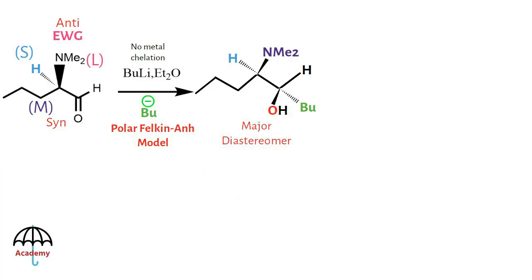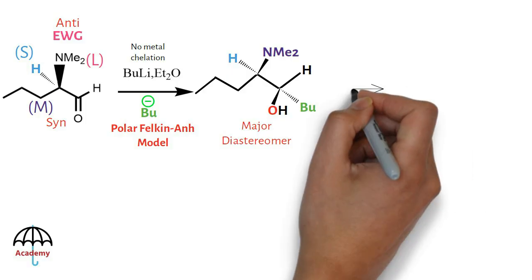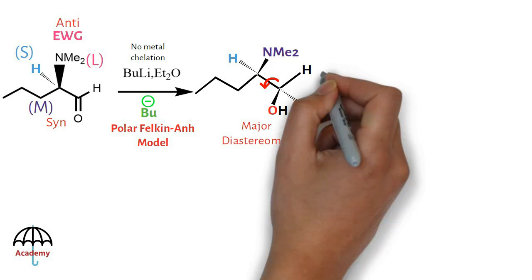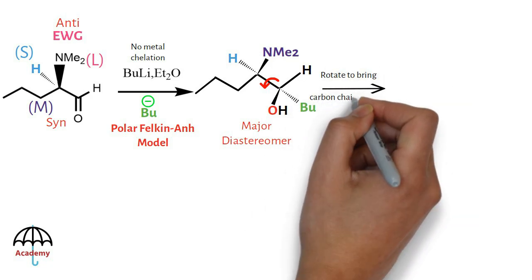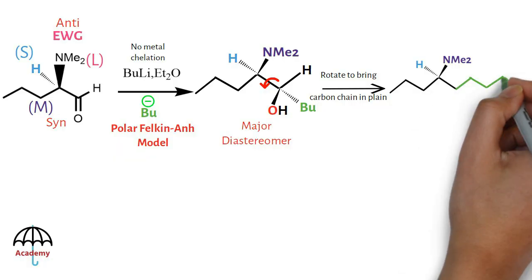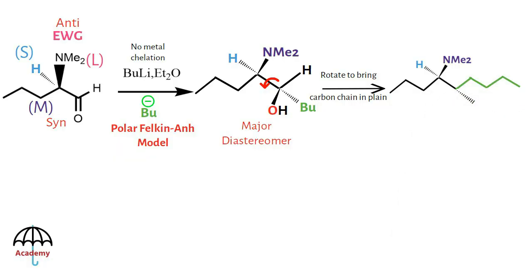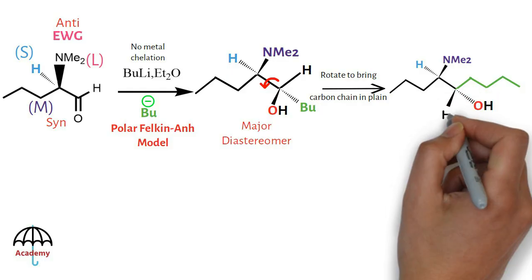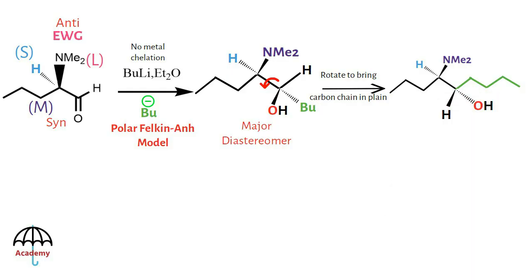It is better to write the molecule with longest carbon chain in plane of paper. For that we will rotate this bond to bring butyl group in plane of paper. After rotation, this part remains unchanged. Butyl now comes in plane. Hydroxyl goes behind on dashes, and hydrogen comes out on wedges. Thus the major diastereomer can be shown in this form also.